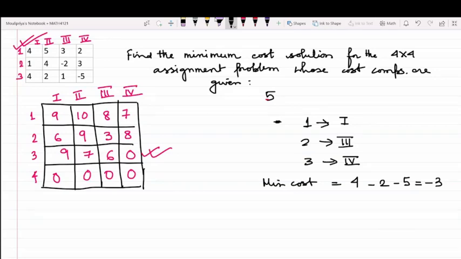Am I right? Am I okay with this? What I'm trying to say is when the final calculation is done, it has to be done on the original matrix, not on the transformed matrix that we are getting. Am I correct till this? Any doubt? Can I proceed?